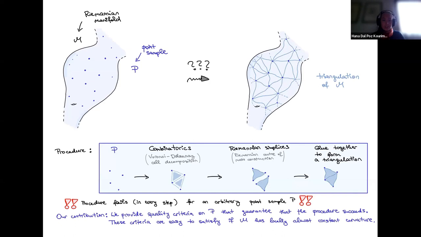We are by far not the first ones to do this. However, our approach is particular because it's very geometric, it's based on a lot of geometric observations. And also our criteria are easily satisfied if the Riemannian manifold M has locally almost constant sectional curvature, which is also non-zero. We do not consider the case where the manifold is almost planar or almost flat. But we want to consider the situations where the manifold is locally either almost a sphere or almost hyperbolic space.